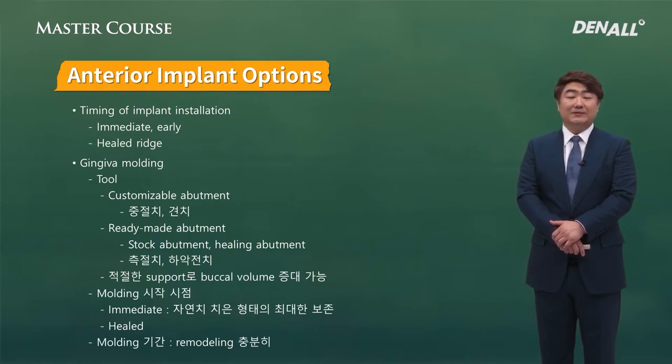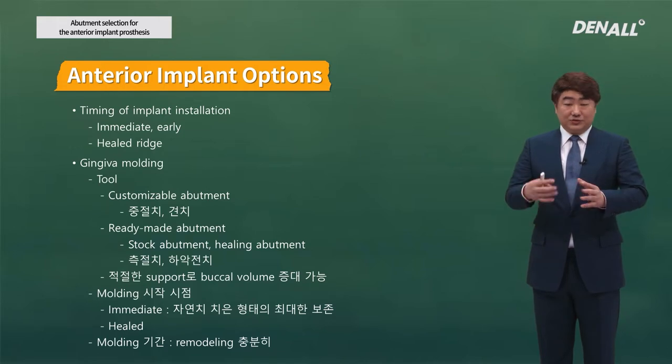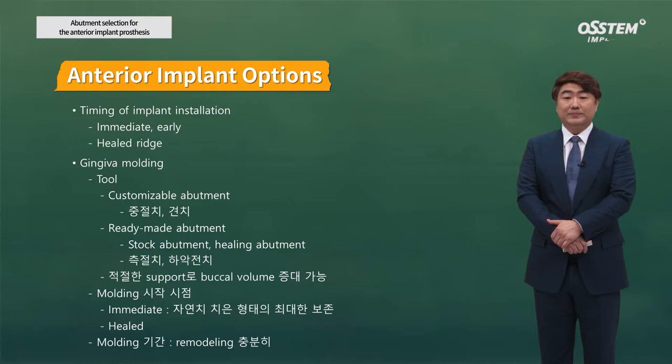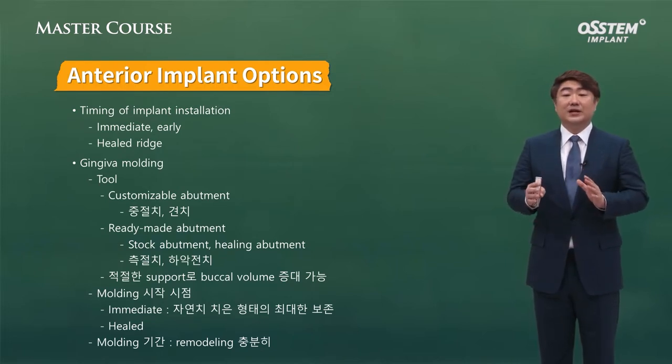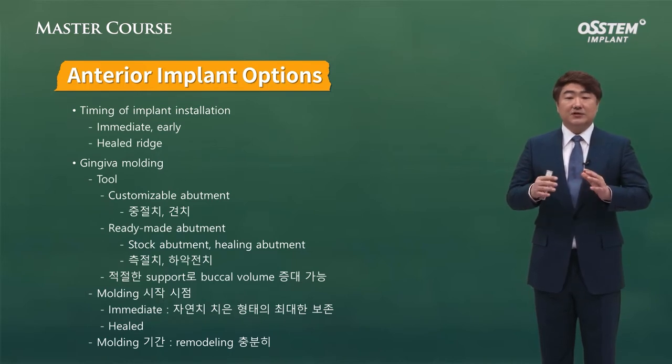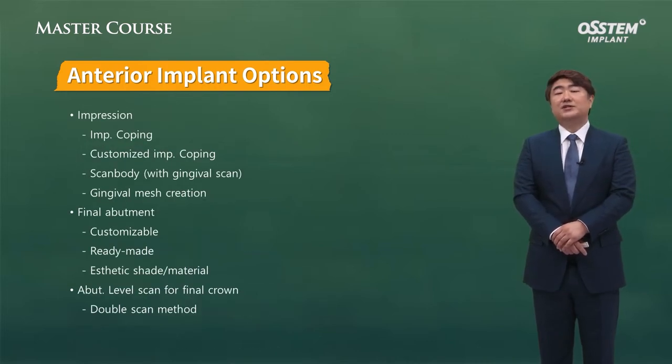Now, for the gingiva molding starting point, if it's possible, immediate would be the best option, and the molding period should be as long as possible so that it can minimize any changes in the shape. And for taking the impression, a customized impression coping, in terms of imitating the running room, is the best option.